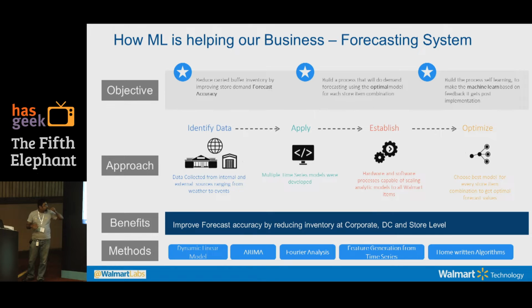We don't just fit one time series model for each store item combination. For each store item combination, 5,000 into a million items, for each of them, we have a system that builds multiple models and finds the optimal model for each of them and then does the forecasting. And I'll explain to you why I have called this system a self-learning system in the architecture part of it.